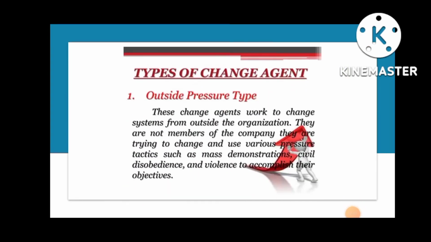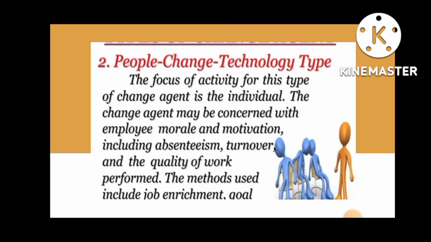Types of change agent. Number one, we have the outside pressure type. These change agents work to change the system from outside the organization. They are not members of the company. They use various pressure tactics such as mass demonstration, civil disobedience, and violence to accomplish their objectives. Then we have the people change technology type. The focus of activity for this type of change agent is the individual. The change agent may be concerned with employee morale and motivation, including absenteeism, turnover, and the quality of work performed. The methods used include job enrichment, goal setting, and so on.